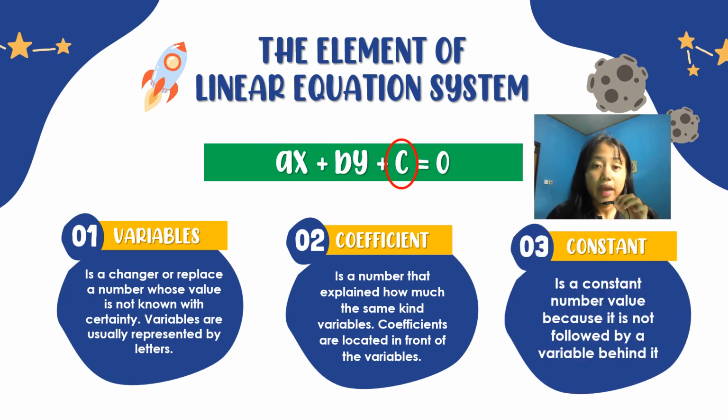The third element is the constant. A constant is a fixed number value because it is not followed by a variable behind it. To determine which element is called the constant, you can look at the element circled in red. Okay, the element c, we can call that the constant.